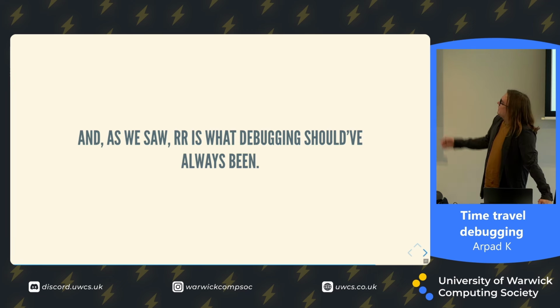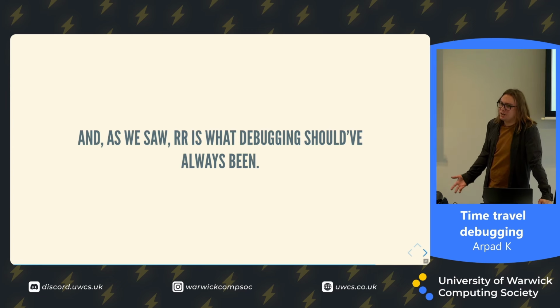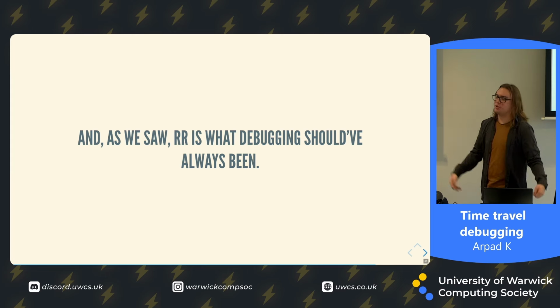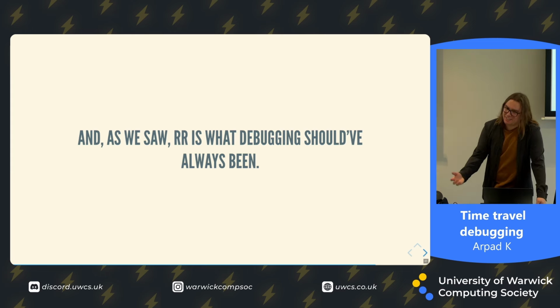And as we discussed, this is what debugging should be. Debugging isn't going from causes to effects, where you're trying to put in breakpoints to guess what went wrong. You have an effect, you have a bug, and you want to find the cause. This is what RR lets you do.